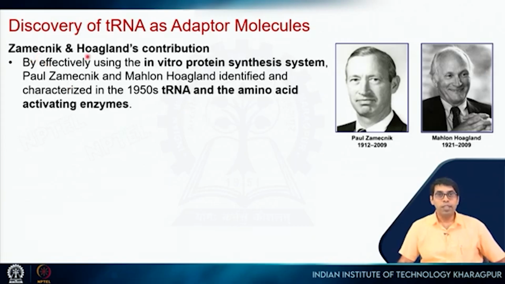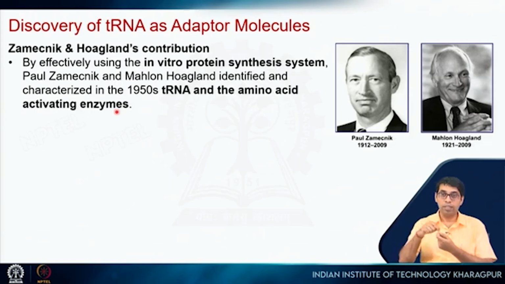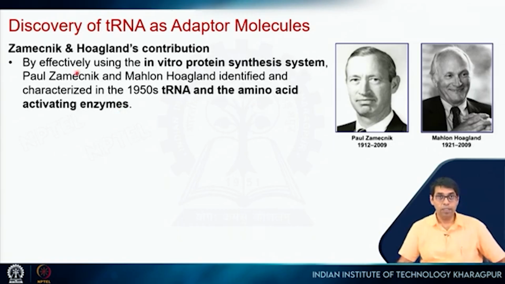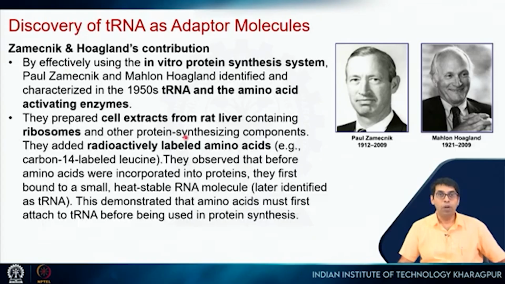Then Zamecnik and Hoagland, using an in vitro protein synthesis system, identified and characterized the tRNA and the amino acid activating enzyme. There has to be a tRNA, but once that is used, the tRNA will go back and the amino acid has to be recharged on that empty tRNA. So you need activating enzymes for that, and these were discovered by Zamecnik and Hoagland.